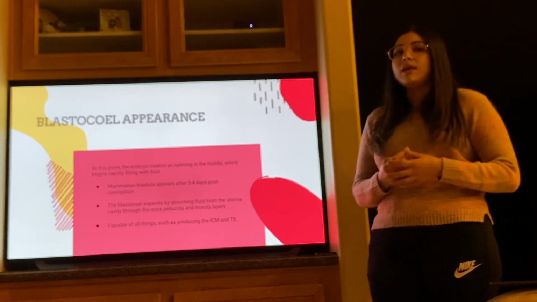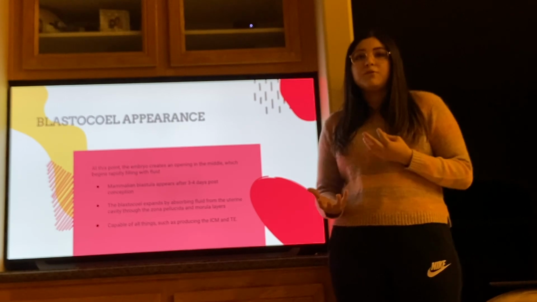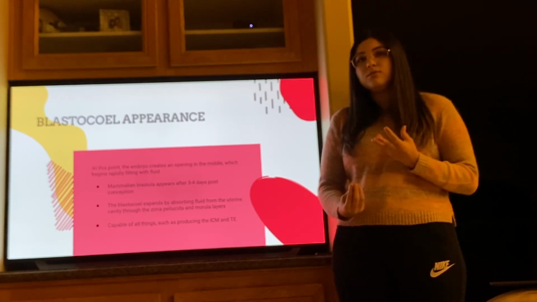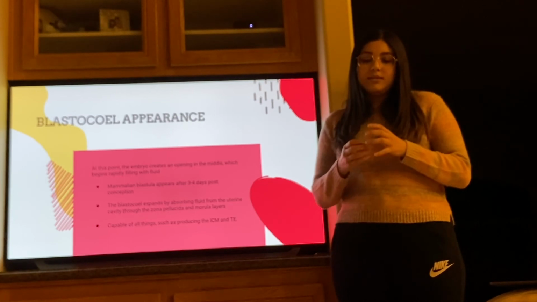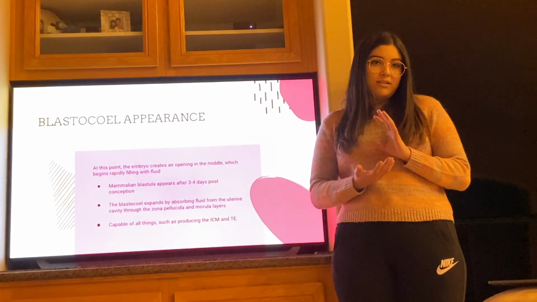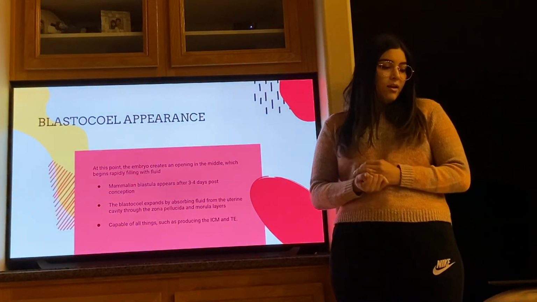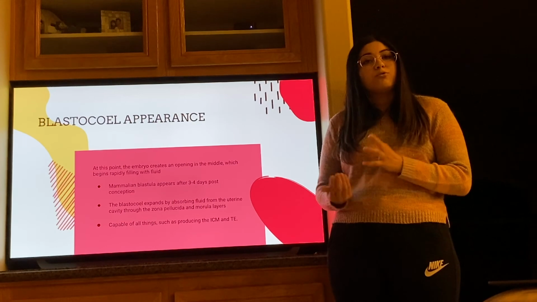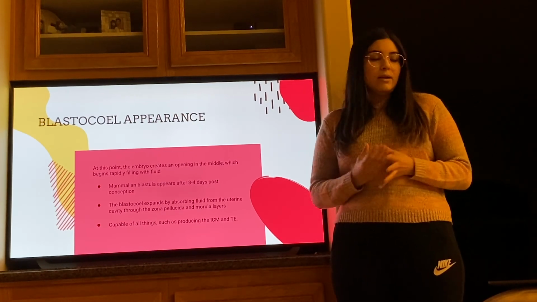At this point, the embryo does create a small opening in its membrane, which will allow for fluid from the uterine cavity to go into the cell. At that point, it does rapidly start expanding, which will increase its absorption of the fluid from the uterine cavity. This fluid does go through the zona pellucida and the morula, so there is a type of opening there.